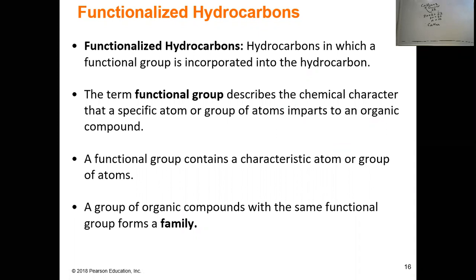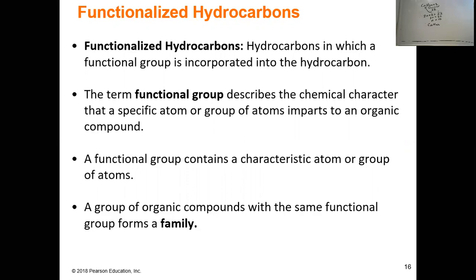Okay. For hydrocarbons that have functional groups attached, they're going to be similar but different, because we have to indicate the type of functional group that's attached to our hydrocarbon. Each functional group is going to have its own specific chemical properties attached to it. It's going to change how the molecule behaves.